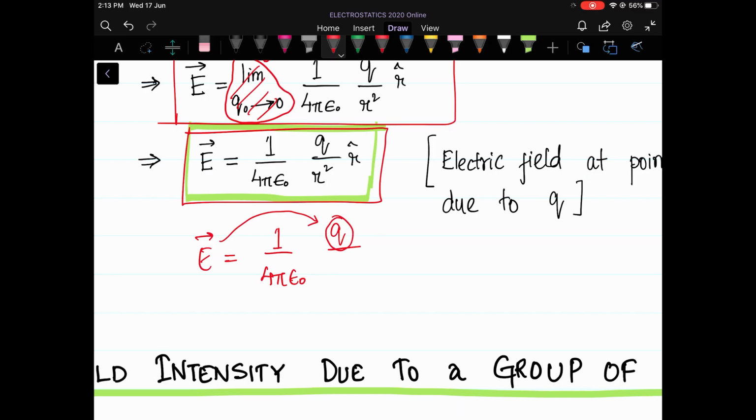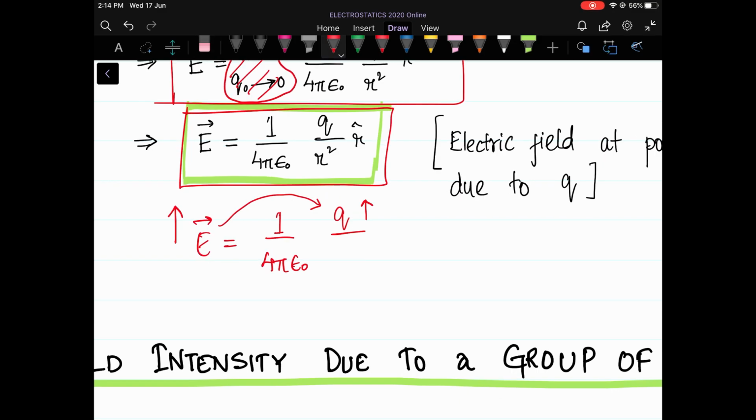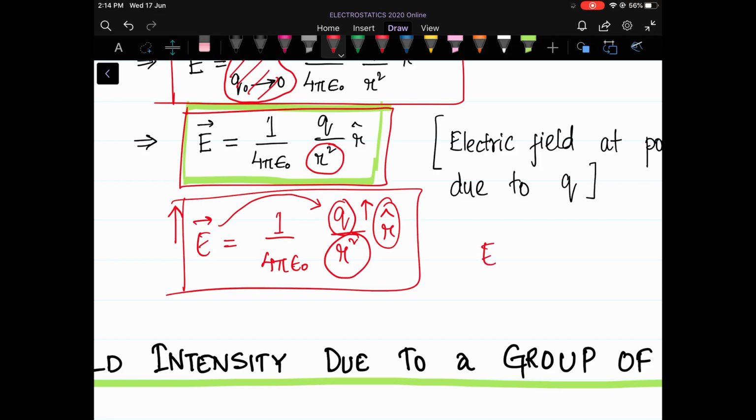What you can think of is that if the source charge is large, then you are going to have a very high electric field. This R here represents the distance of the charge from the point where we are calculating the electric field, and this R hat or R cap represents the direction of the force experienced by that positive test charge. So if you ask me what electric field depends upon, I'll say it depends directly on the source charge, and it depends inversely on the square of the distance of the source charge from the point.